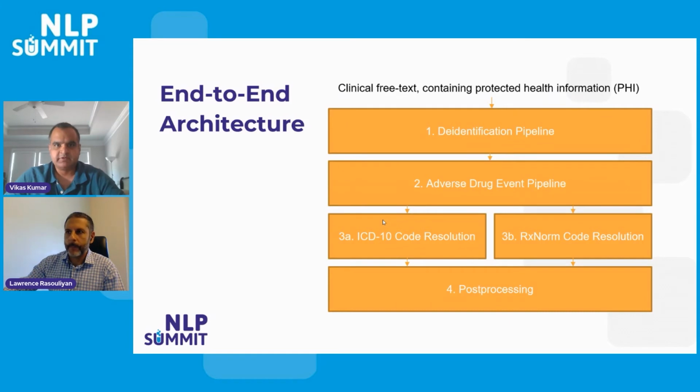So here at OmniHealth, we have an end-to-end framework for extracting adverse drug events from clinical text. And in our framework, we have 4 steps, and those are shown here. And in the next few slides, I'm going to go into more detail about how these 4 steps are performed.